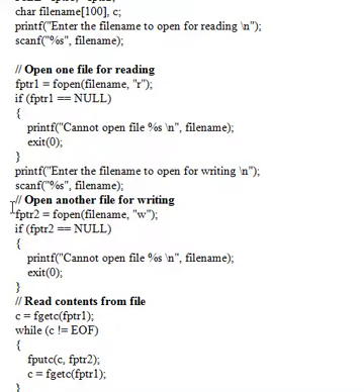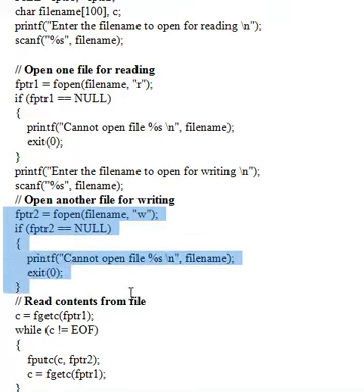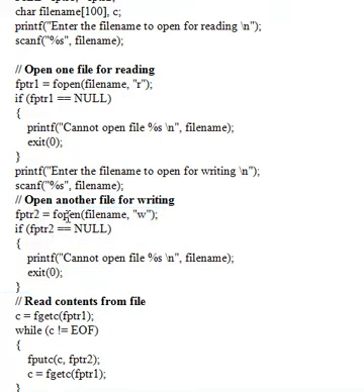So here to write the data, this is the code. We have to open the second file in write mode. So fopen(filename, "w"). Here we can open the file, the file name is this one, in write mode. So we are opening this file in write mode.